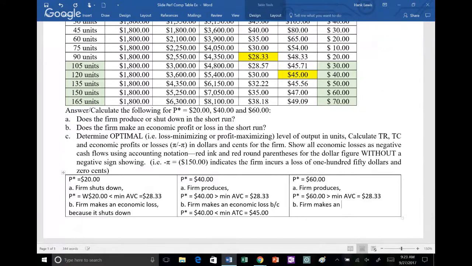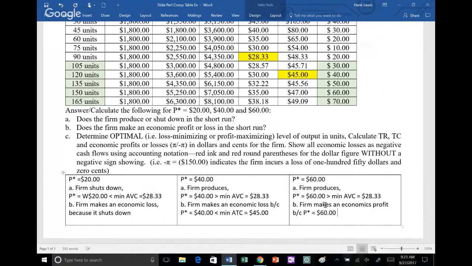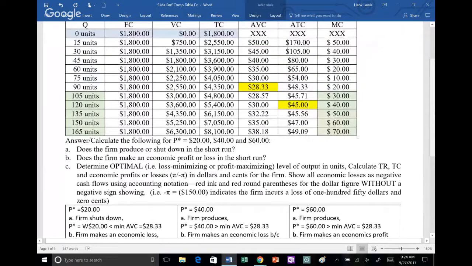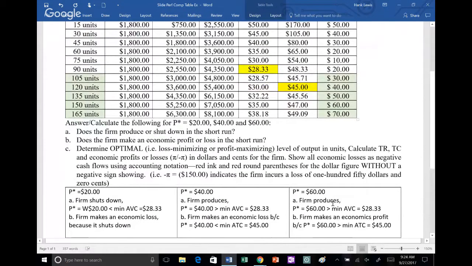Firm makes an economic profit because P star, equal to $60.00, is greater than minimum average total cost, which is $45.00. All righty. So notice, when a firm shuts down, it's going to make an economic loss. No debate or discussion. If a firm produces, but the price is strictly less than the minimum average total cost, it produces at a loss. If the firm produces and the price is bigger than the minimum average total cost, it produces at a profit.